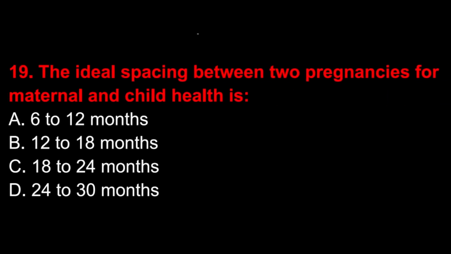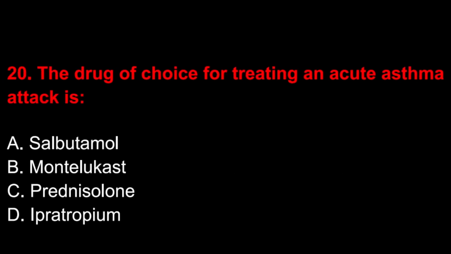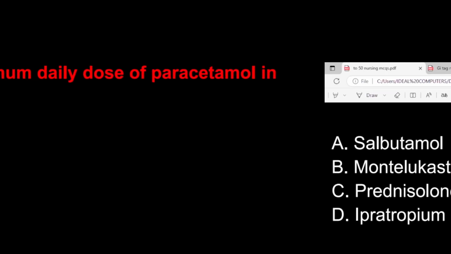Question number 19. The ideal spacing between two pregnancies for maternal and child health is. Correct answer is option C, 18 to 24 months. Question number 20. The drug of choice for treating an acute asthma attack is. Correct answer is option A, salbutamol.